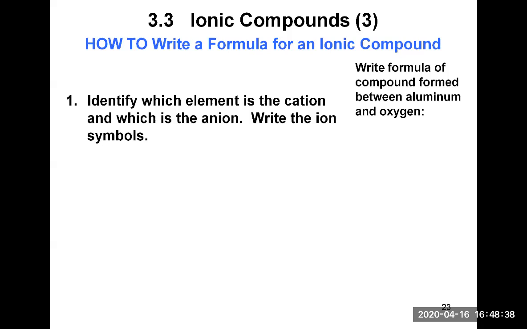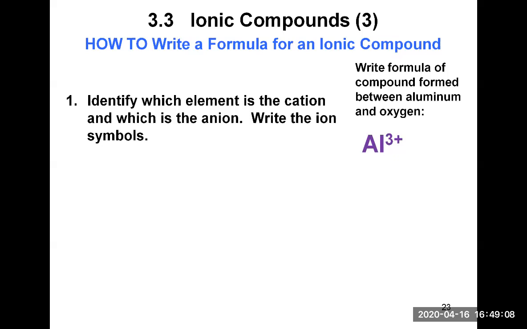Aluminum is a metal. It's right below the staircase line. We know that it's not a metalloid, it's a metal. And it's in group 3A. And metals in group 3A are predictable ions. You know that metals from group 3A will become 3 plus ions. So the symbol for aluminum is Al3+.